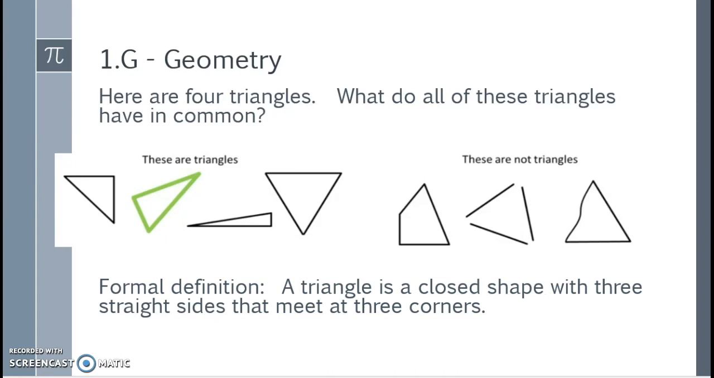The formal definition of a triangle is a closed shape with 3 straight sides that meet at 3 corners. It is not important for students to identify appropriate names such as a right triangle or a scalene or isosceles triangle. We're just identifying basic shapes.